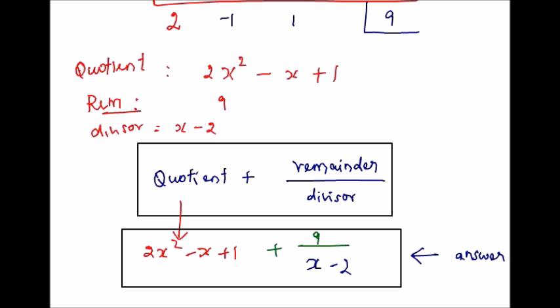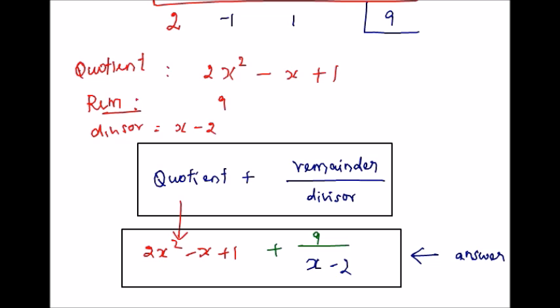The final answer is made up of the numbers in the bottom row with the last number being the remainder. Okay, the remainder must be written as a fraction. The variables or x start off 1 power less than the original denominator and go down 1 with each term.